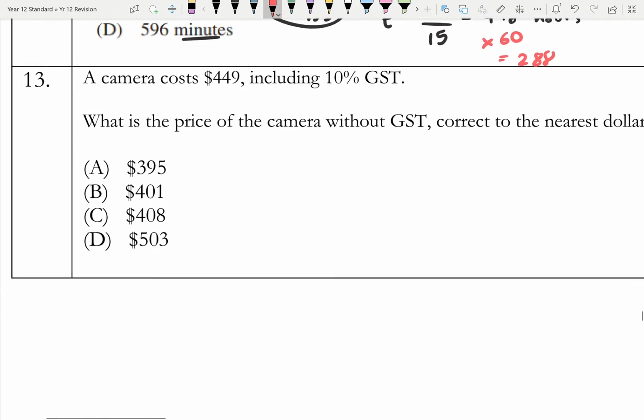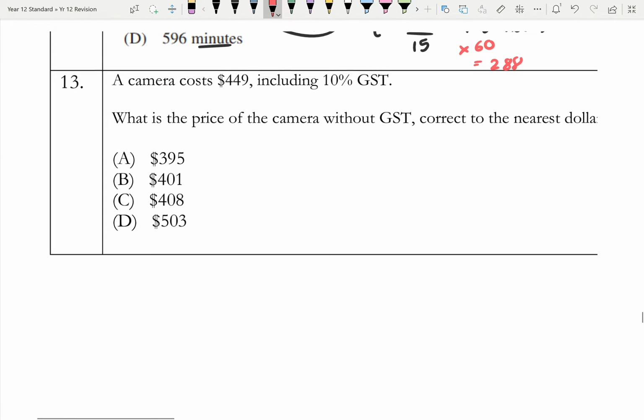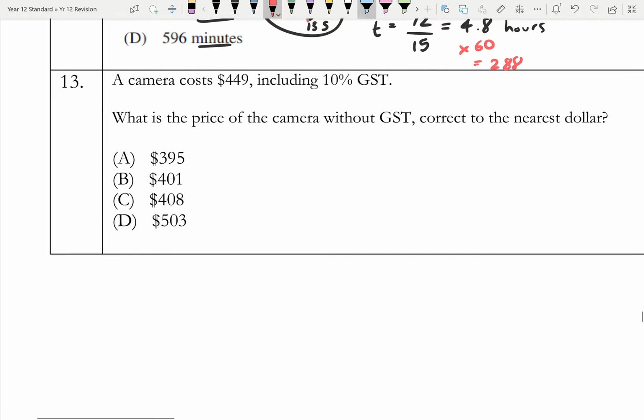Okay, so question 13 is a percentages one, has some GST. It says a camera costs $449, including 10% GST. And I'm going to highlight that whole thing because that's going to be really important. What we want to know is what is the price of the camera without GST, correct to the nearest dollar. So we're going to start with our $449.